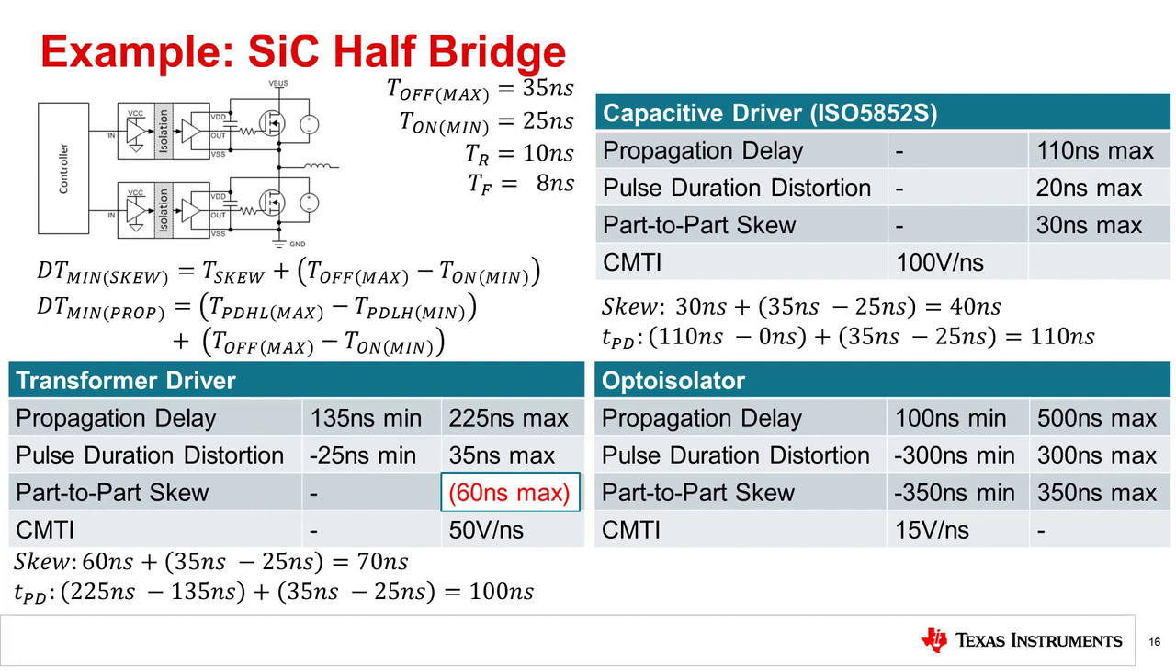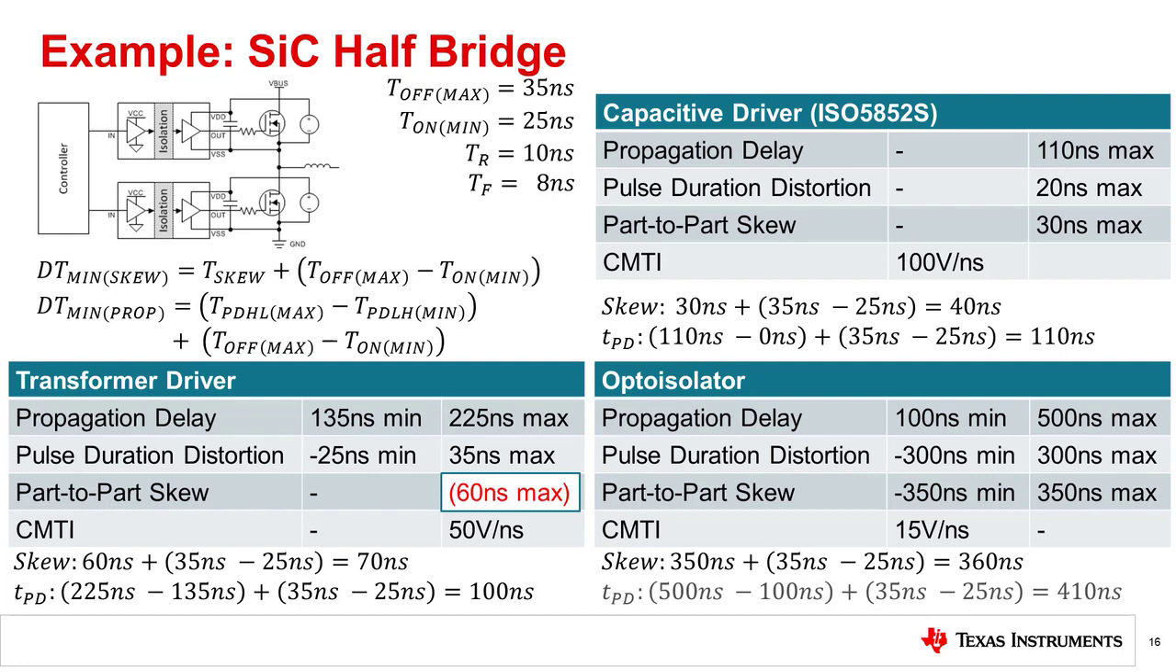For the optoisolator, both part-to-part skew and propagation delay are provided across temperature. Minimum required dead time using part-to-part skew is 360 nanoseconds plus margin, and using propagation delay this estimate increases to 410 nanoseconds plus margin. Optoisolators tend to be slower than most modern isolated gate drivers, and for silicon carbide systems, this is a strong disadvantage. Optoisolators with enhanced timing characteristics do exist, but they are pricey.